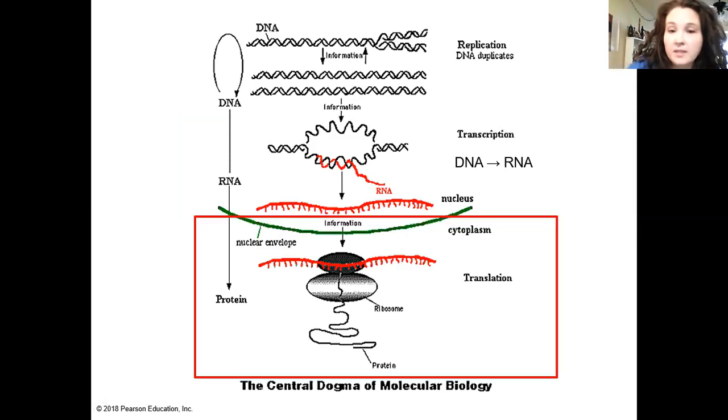Then the RNA leaves the nucleus, and it goes out into the cytoplasm, just like this, where the information it carries is used to make a protein. And this process of using RNA to make proteins is called translation.